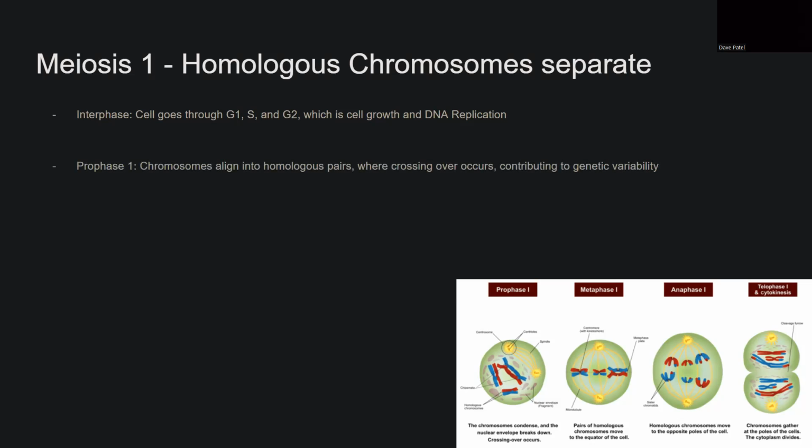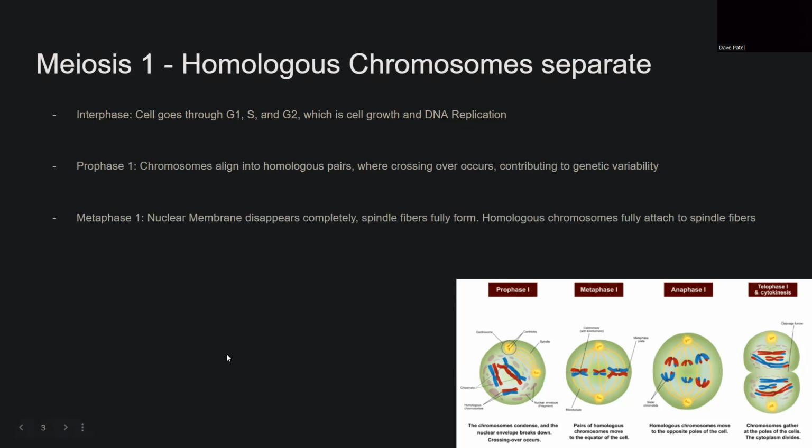Then you get to the first main phase in meiosis 1, prophase 1, which is where the chromosomes align into homologous pairs. And this is where crossing over happens, because the chromosomes that align into the homologous pairs are random. So this contributes to genetic variability.